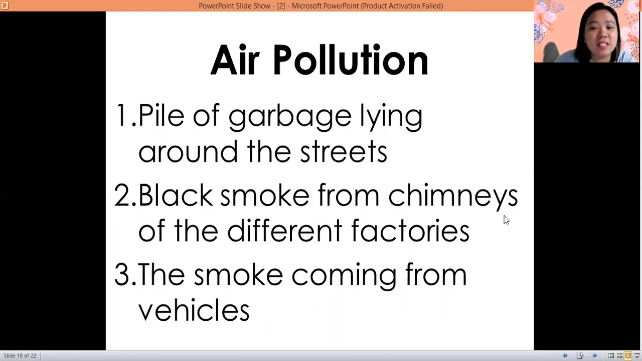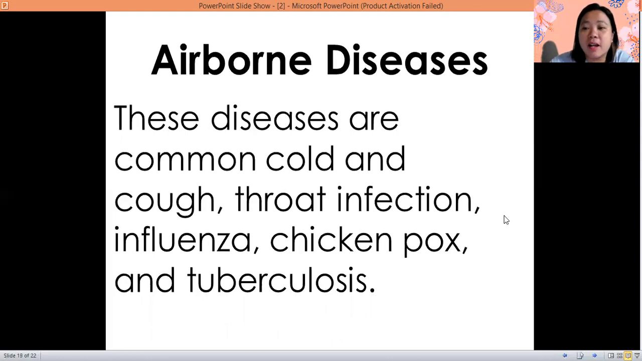So what are the diseases that we can get from air? So these are the common cold and cough, throat infection, because when we inhale the air, it will cause a throat infection, influenza, chicken pox, and tuberculosis. So here are the diseases.